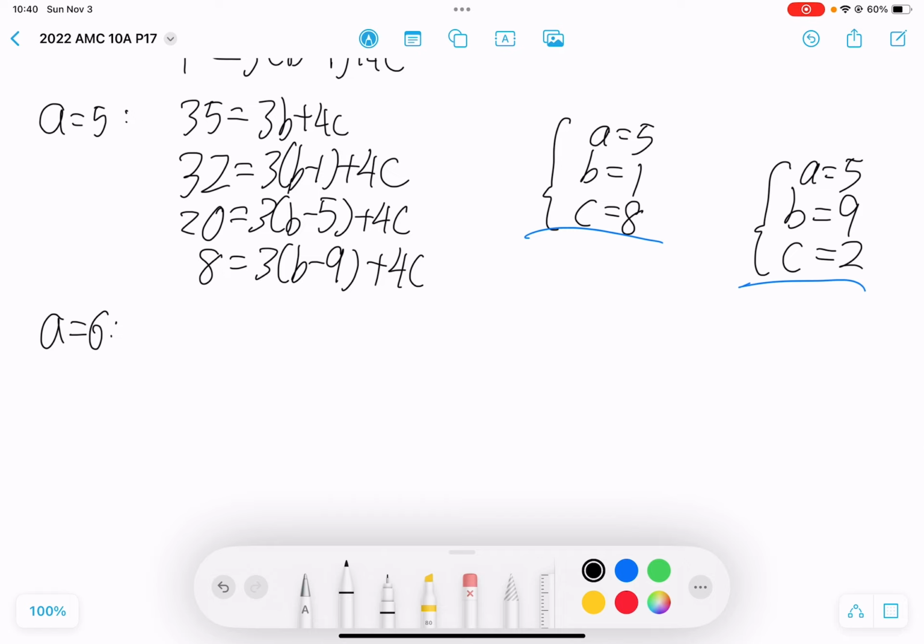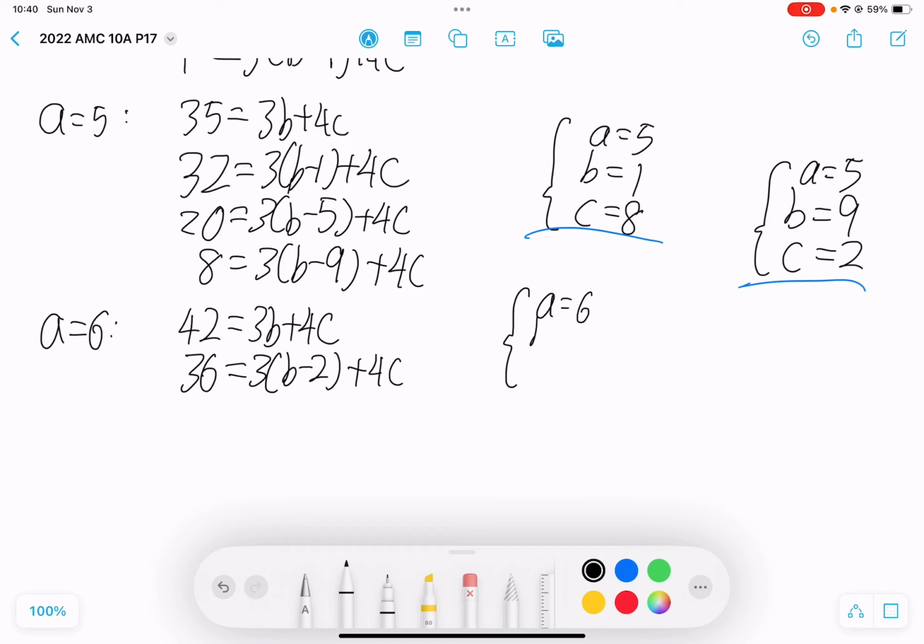We have 6 times 7, which is 42, equals 3b plus 4c. Now let's just subtract some numbers first. 42 minus 3 is 39. 39 minus 3 is 36. So we have 36 is 3b minus 2 plus 4c. So this actually works out quite well. A equals 6, b equals 2, and c equals 9. That's one solution there. Let's try some other values.